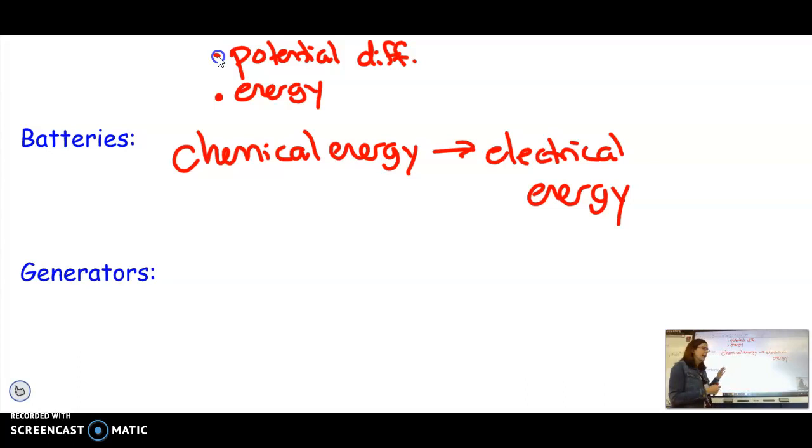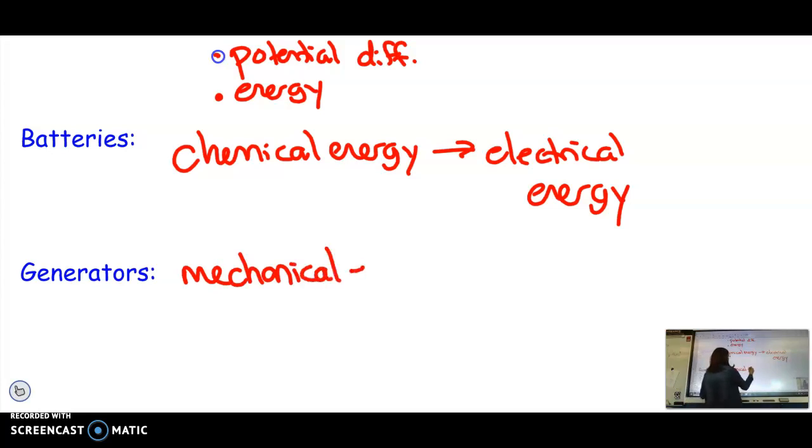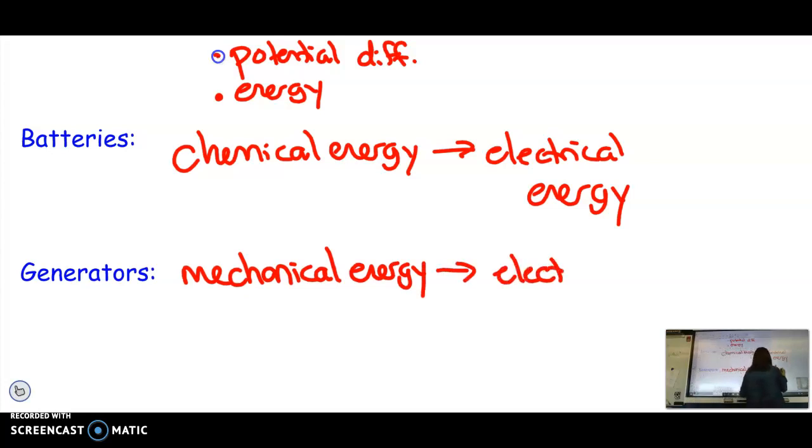Now, in the case of something like a generator, it converts mechanical energy. So something moving or spinning, like a turbine or something like that, but it's going to convert mechanical energy into electrical energy.